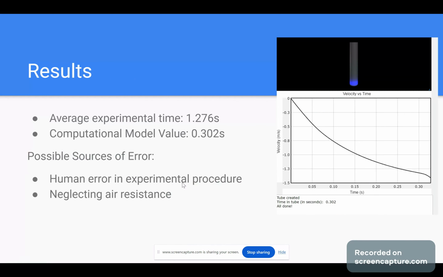The results are that the computational model actually predicted that the magnet was going to move through in 0.302 seconds. And that is pretty far off from our experimental value. So that necessitates a discussion of the possible sources of error, which could include human error in the experimental procedure, namely when we were taking the video of the falling magnet, the timing could have been off, neglecting air resistance. That was something we did in our calculation. And so there are definitely reasons why we could have seen it, as well as possible errors in the code.